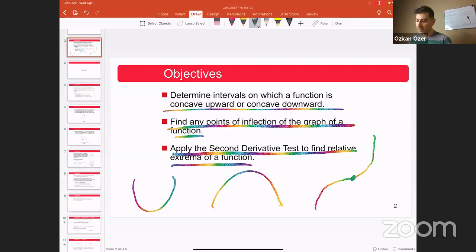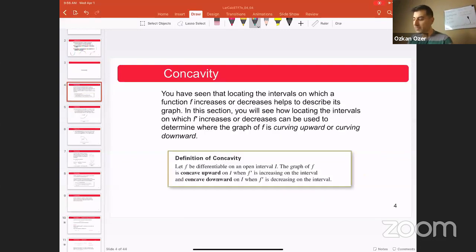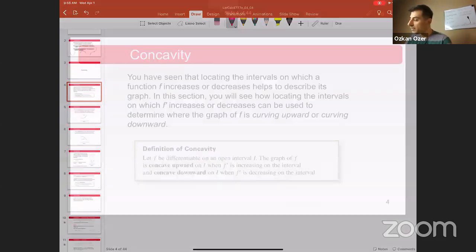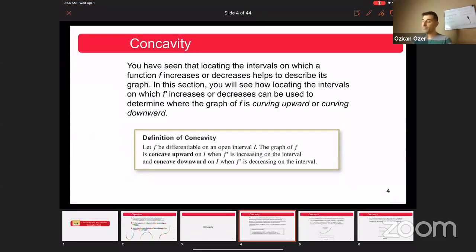But this section is devoted to the second derivative mostly, and the previous section was more about the first derivative. So first of all, let's make the definition of concavity. Let's say we have a differentiable function on an open interval.